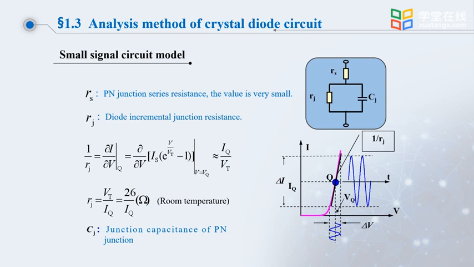In some cases, if the series resistance Rs of the PN junction is considered, its small signal circuit model can be described by the middle circuit, that is, Rs in series with Rj. If the diode is working at high frequency, then a capacitor Cj can also be connected in parallel across Rj to describe its small signal circuit model.